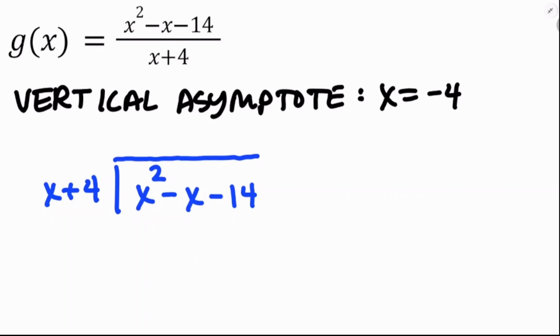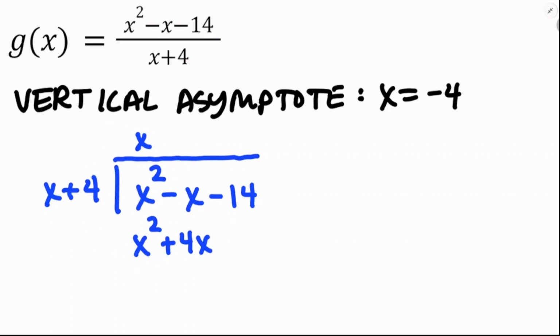So I take the first term out front, that's x, and I say, what do I have to multiply this x by to get x squared? And that would be multiplying by x. Okay, and then, when I actually do that, I take the x and I multiply it back around by the x plus 4 and copy down the product here. That's x squared plus 4x. Okay, just like when I'm long dividing numbers.